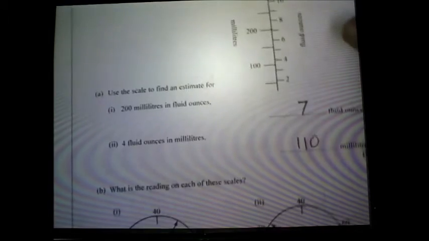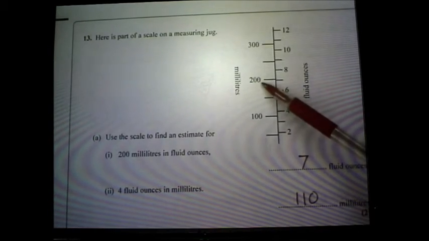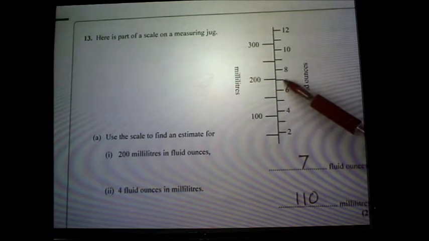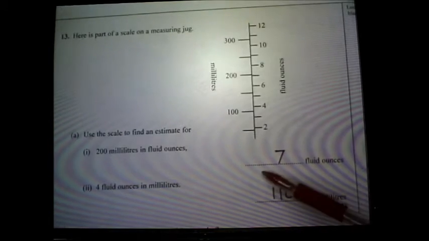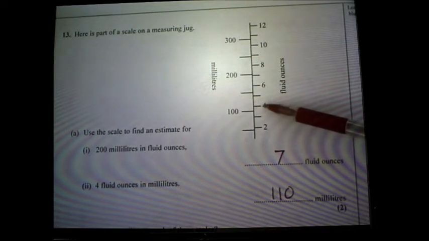Question number 13. Reading some scales. Use the scale to find an estimate for 200 millilitres in fluid ounces. 200 millilitres, fluid ounces, 6, 7, 8. So the answer is 7. 4 fluid ounces in millilitres. So here's the fluid ounces. It's not on one. It's not an easy one.